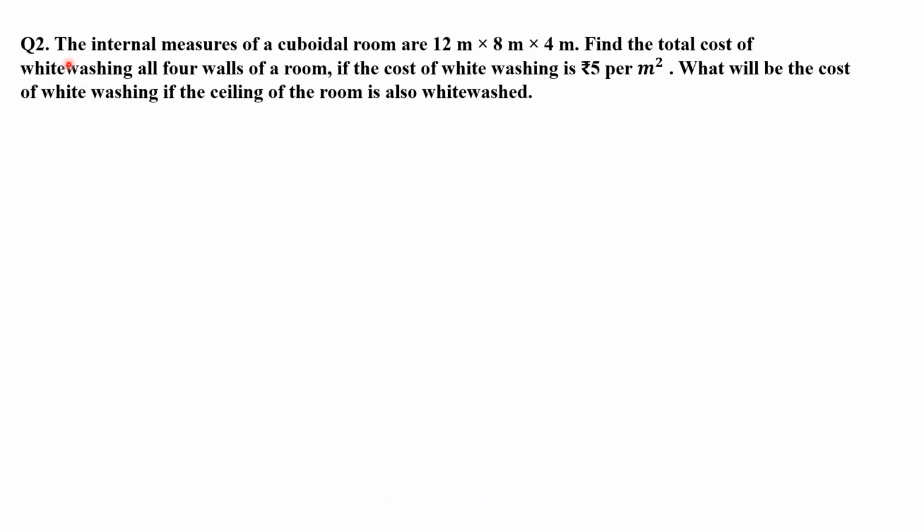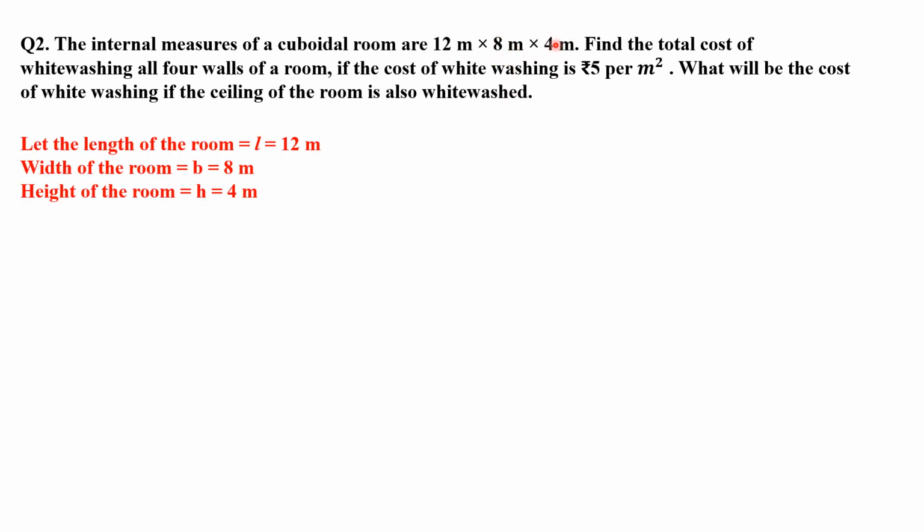Now this is another question. The internal measures of a cuboidal room are 12 meter into 8 meter into 4 meter. Find the total cost of whitewashing all 4 walls of the room if the cost of whitewashing is 5 rupees per meter square. What will be the cost of whitewashing if the ceiling of the room is also whitewashed? So here first we will write the information which is given in the question. The length of the room is given as 12 meter, width is 8 meter, and height of the room is given as 4 meter. You have to whitewash all the 4 walls of a room, isn't it?